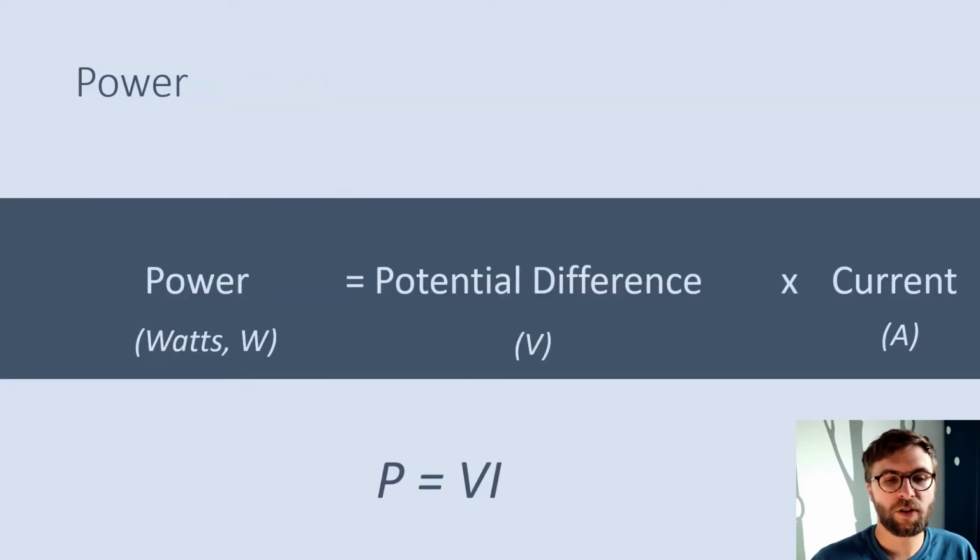So we can link those 2 things together to give us our first equation, the first of 4 that we're going to meet, which is power equals potential difference multiplied by current. Make sure you know those units. So power is measured in watts, potential difference in volts, and current in amps.